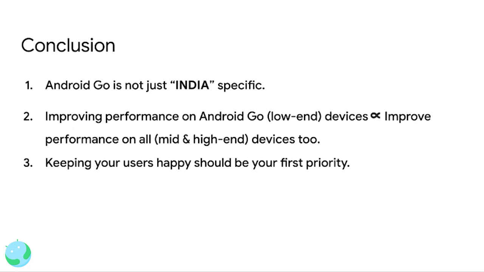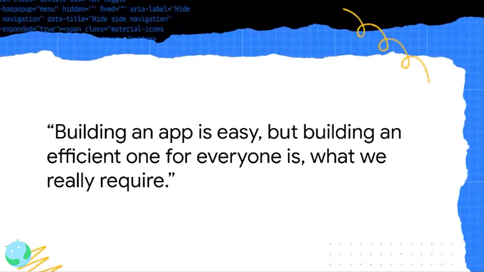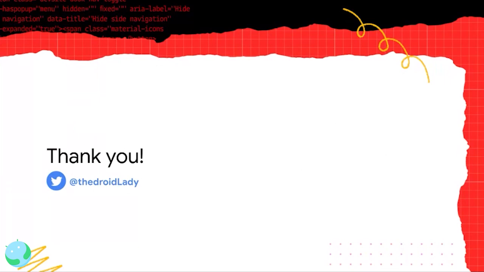And as a developer, you are also a user, and if you are not liking some app and you just uninstall it, you need to consider that use case for your application also. Your application should be running smooth and fine. Keeping your users happy should be your first priority, because building an app is always easy. A student can also be building that, but the experience comes in when you have to build an efficient application which will run on at least most of the devices, for everyone. So this is what we really require. So I'll end my talk with that. Thank you for listening. It was a long talk. I'll be happy to take the questions.